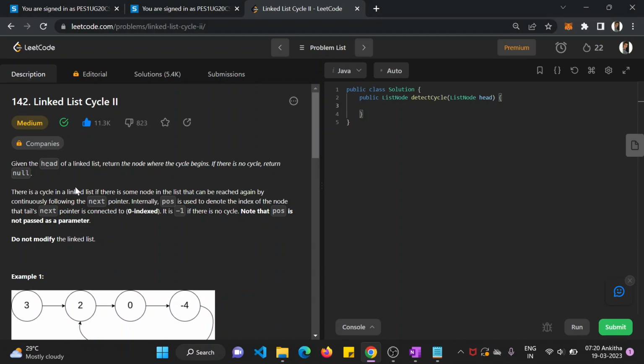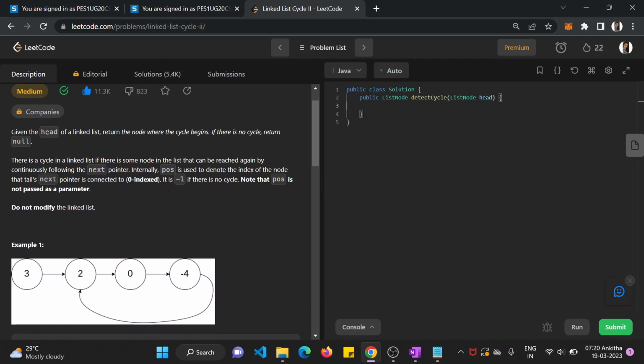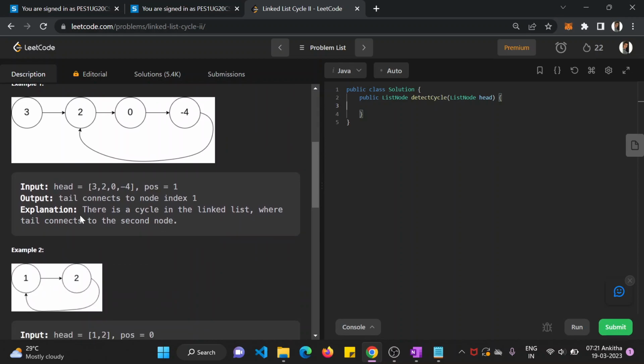So there is a cycle in the linked list if some node in the list can be reached again by continuously following the next pointer. Internally, pos is used to denote the index of the node that tail's next pointer is connected to. It is -1 if there is no cycle. Note that pos is not passed as a parameter. Do not modify the linked list.